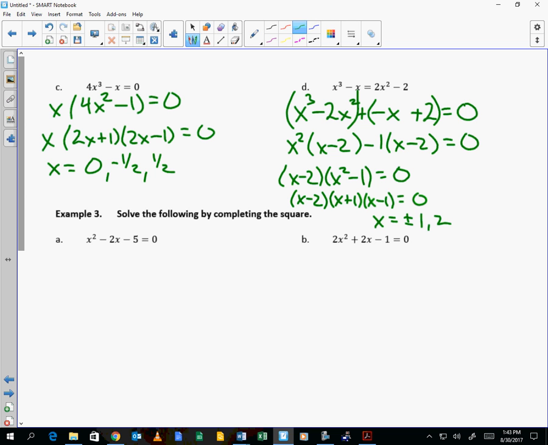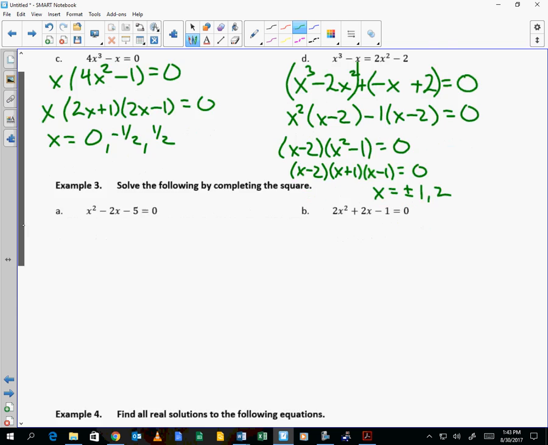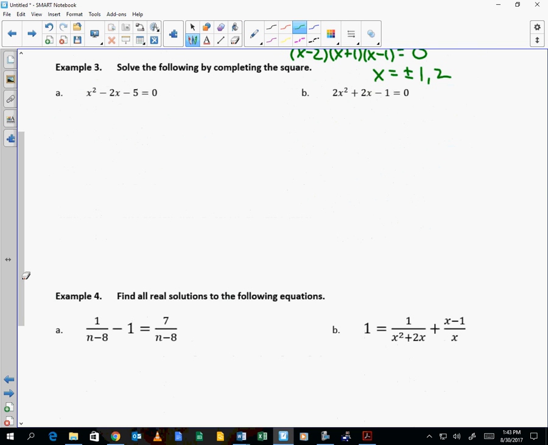You will get a strong review of that as well in Chapter 3. Right now, let's move to something that might not be as familiar to you. 2 examples of completing the square.